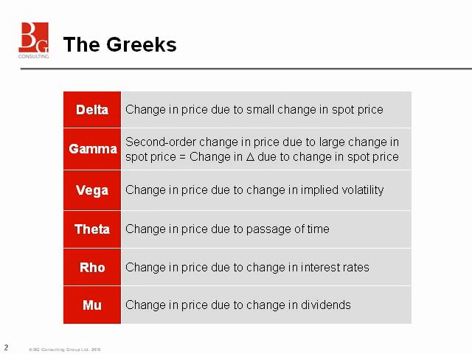Rho measures sensitivity to the appropriate interest rate. Rho, along with mu, the dividend sensitivity, are the least used of the primary Greeks since, except under extreme circumstances, their effects on option valuation are the least sensitive. Let us now explore these risk measures in more detail.